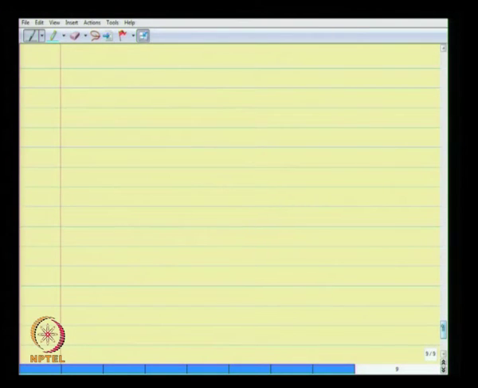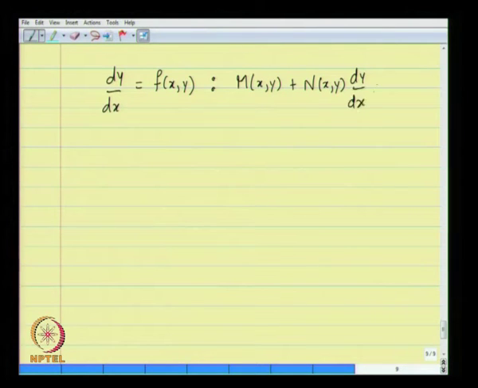A lot more can be studied, but let us look at the simple equation dy by dx is equal to f of x, y, which can be written as an M of x, y plus an N of x, y dy by dx is equal to 0. Okay. So, f of x, y is nothing but the ratio M by N with a negative sign, that is all it is. This is minus M of x comma y by N of x comma y. That is what we have written. Okay. It's a specific form.